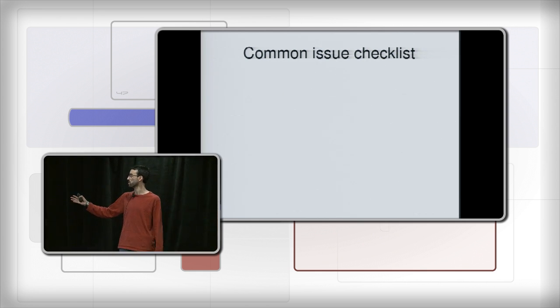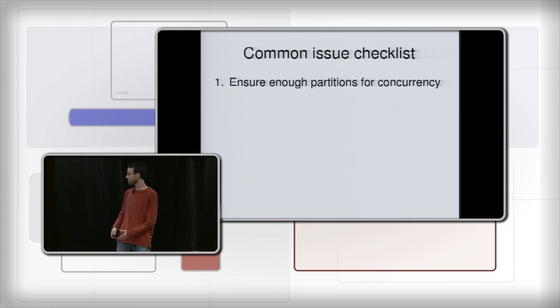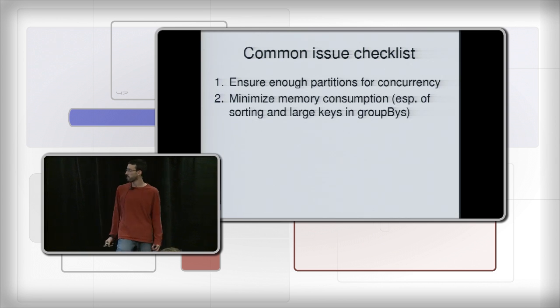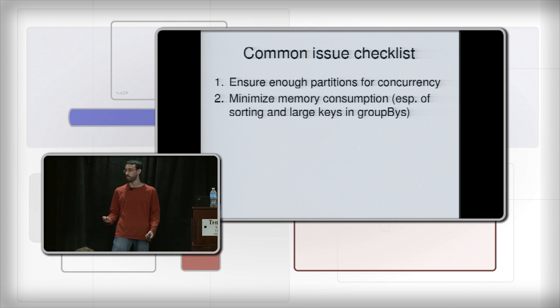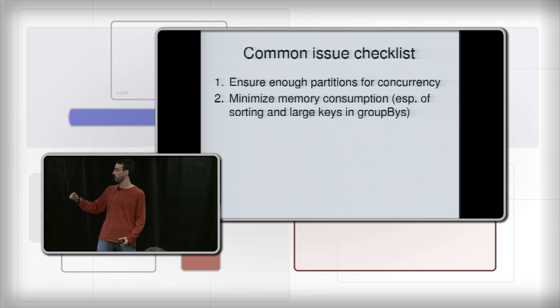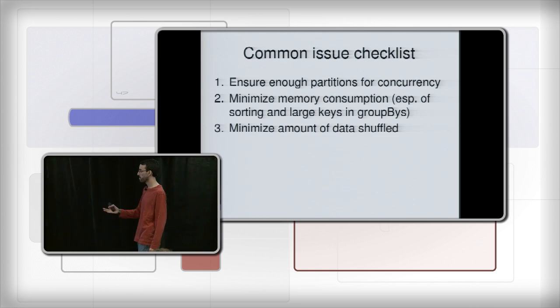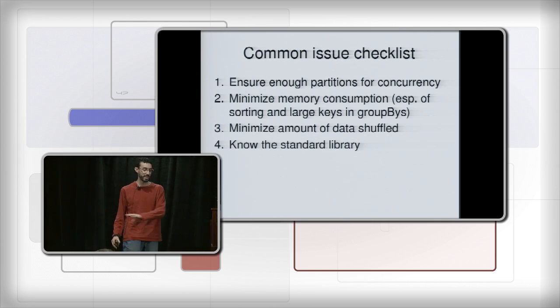Here are some common issues I very commonly see people have, to keep an eye on. So the first is ensure you have enough partitions. This is pretty obvious, right? If you have 20 cores, you need to make sure that you have at least 20 partitions, hopefully more than that, and I'll talk about more of that later. Minimize memory consumption. In the case of sorting, large keys and group bys, remember we are bounded. These can use a lot of memory, and this can cause pressure, or potentially, in the worst case scenario, an out-of-memory error. Minimize the amount of data that you actually shuffle. In this case, we did a group by key with everything. That's pretty expensive.